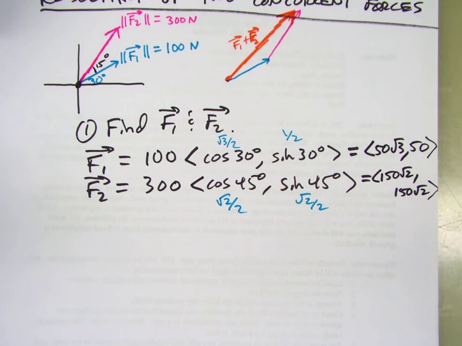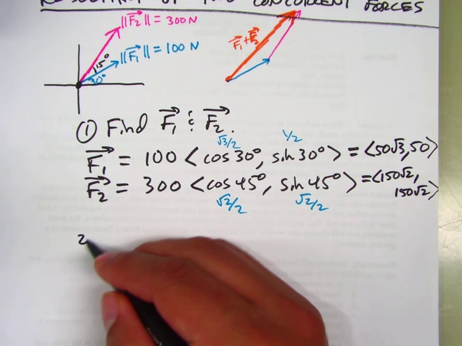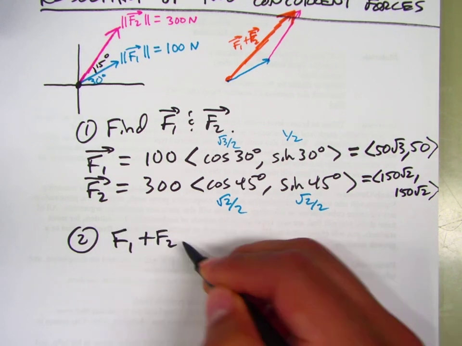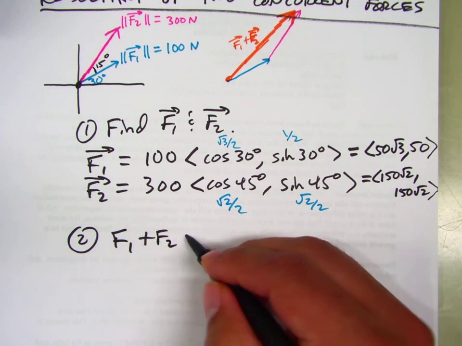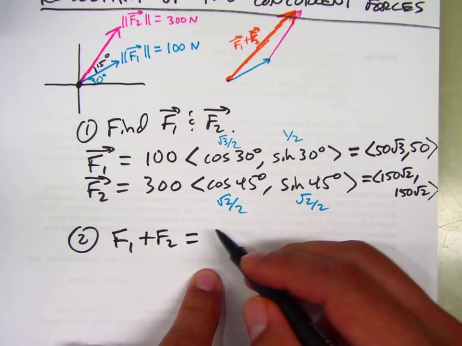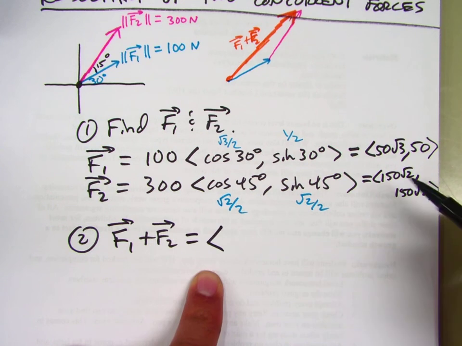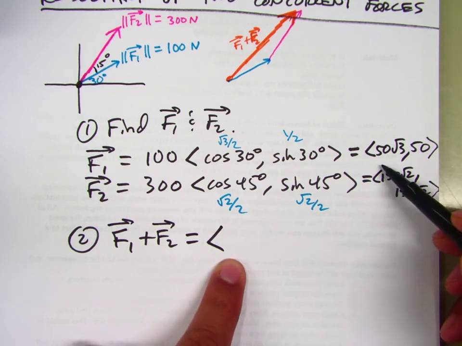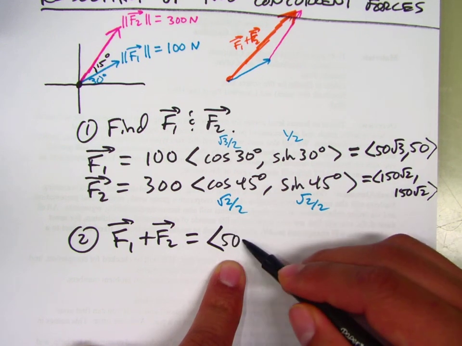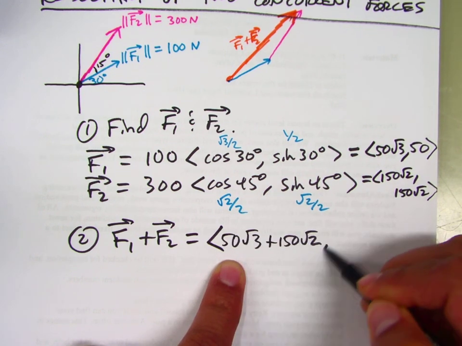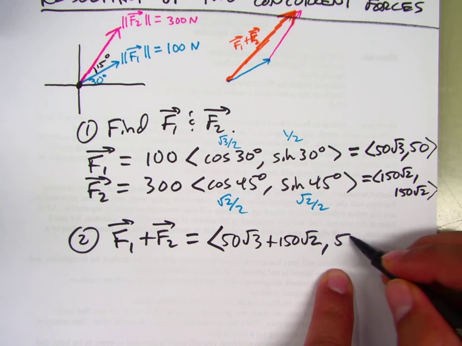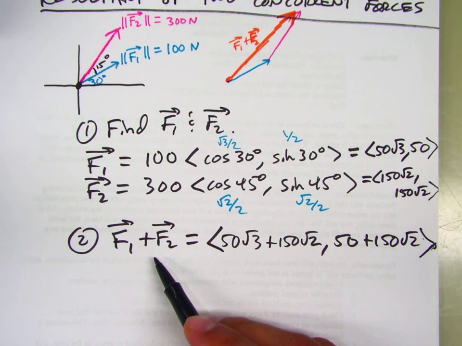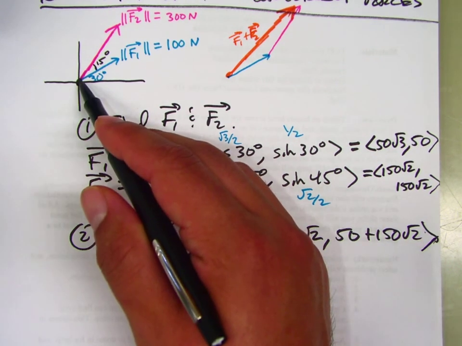Okay? So now to find the force, we want to add the two vectors. And we've talked about that now. That's pretty simple. To add two vectors together, you just add the components together. So for the resultant x, you take the first x and the second x and add them up. So you get 50 root 3 plus 150 root 2. And for the y component, it's 50 plus 150 root 2. Okay, so there's my resultant of the two forces acting on whatever object I have here.